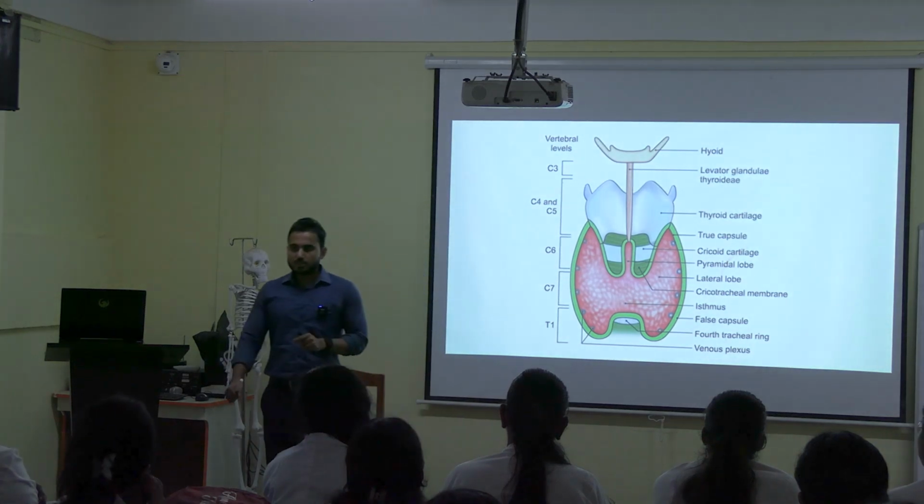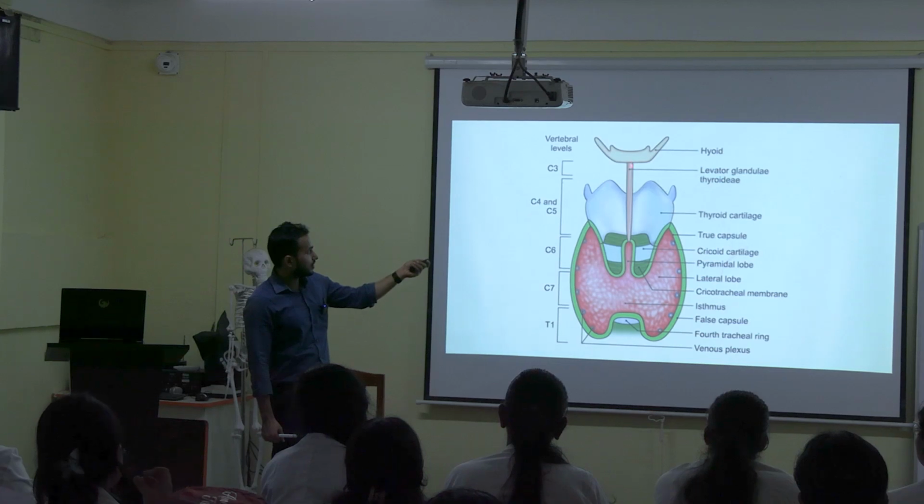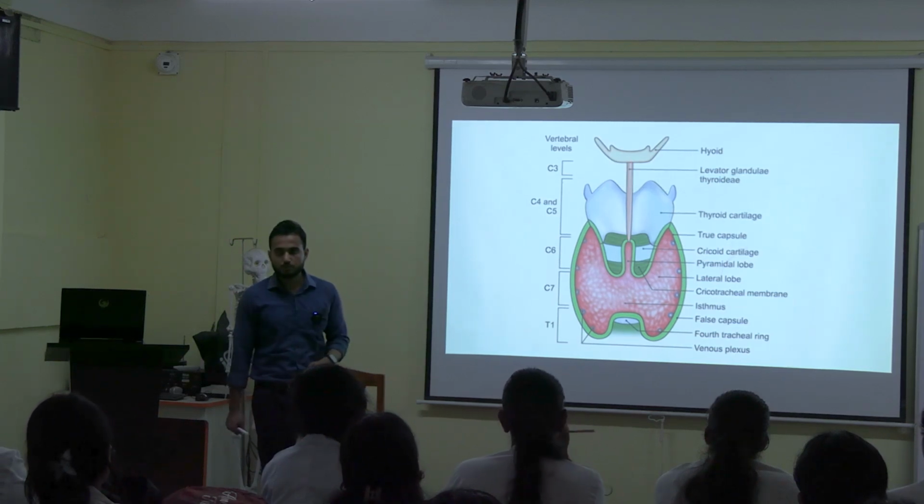If the pyramidal lobe is present, then you can see a fibromuscular band extending from the hyoid bone to this particular lobe. And what is it called?